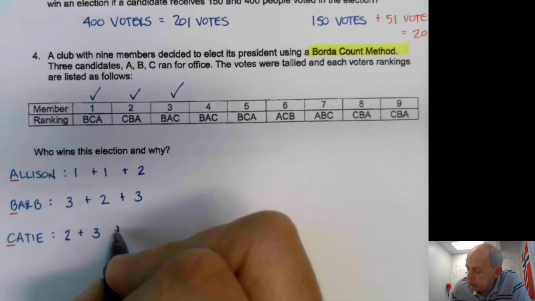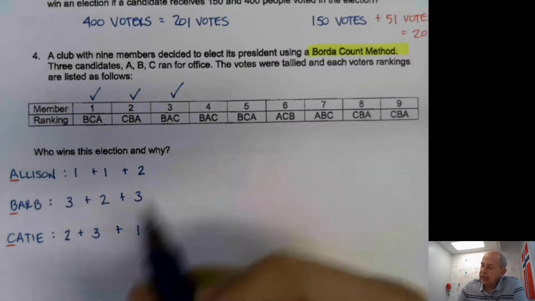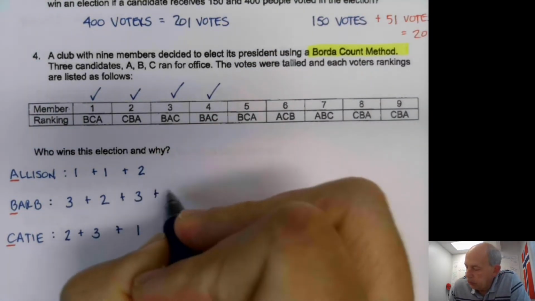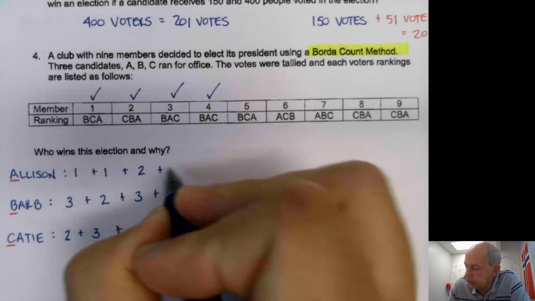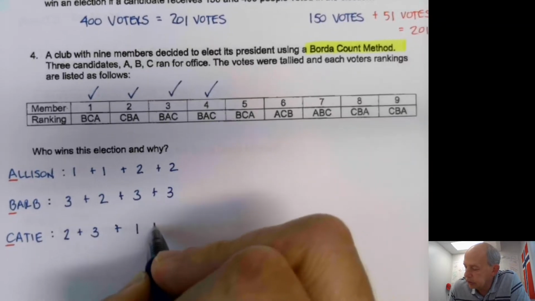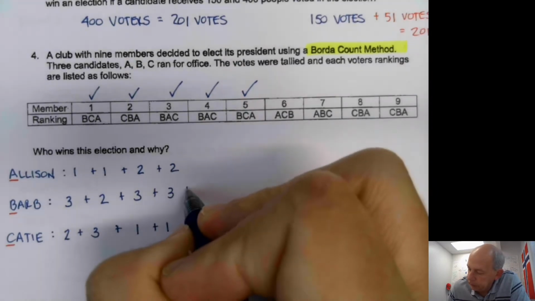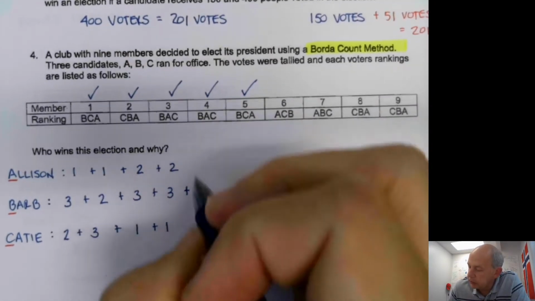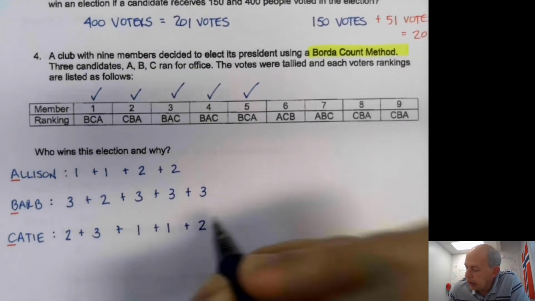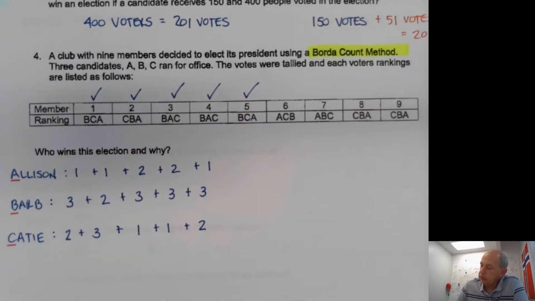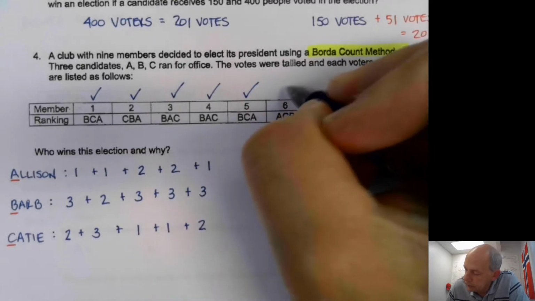Allison gets 2 for second place. Katie gets 1 for last. Fourth voter, Barb, 3 points. Allison, 2. Katie, 1. Fifth voter, Barb was in first place, 3 points. Katie was in second place, 2 points. Allison was in last place, 1 point.